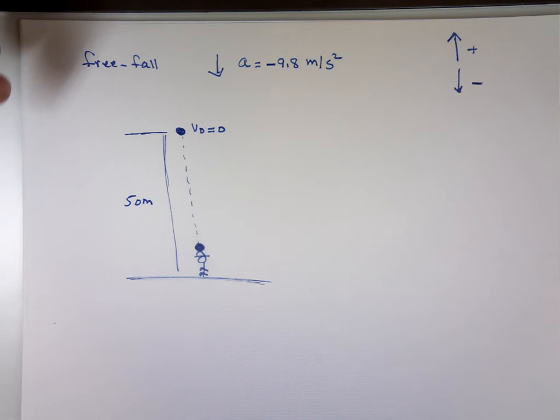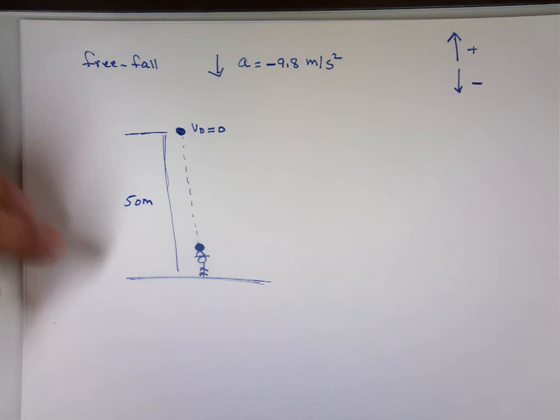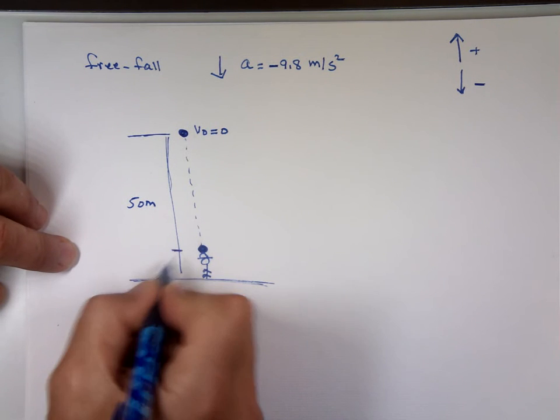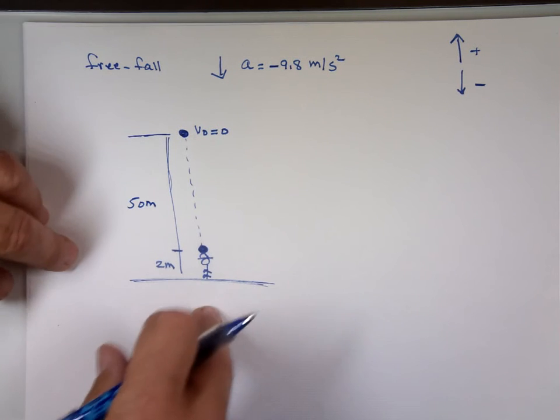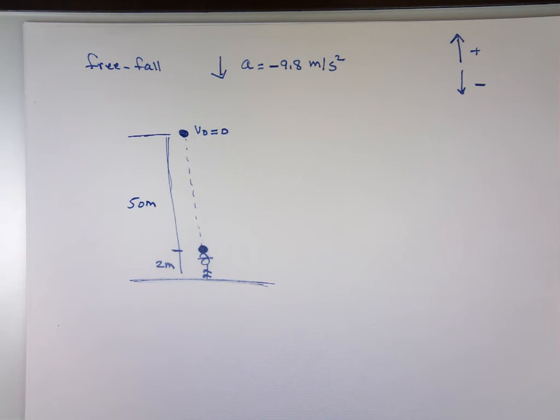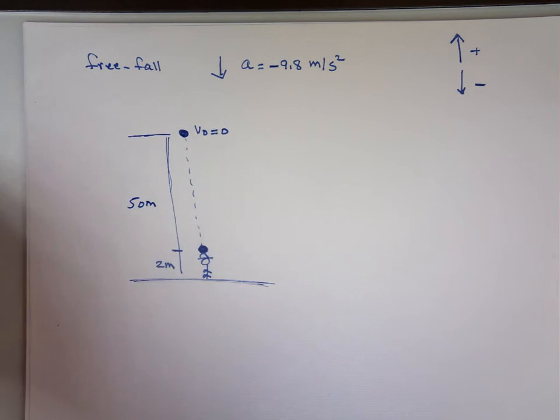And let's say this teacher is 2 meters tall. So the water balloon is not going to hit the ground. It's going to hit the teacher on the head. So it's actually going to travel how many meters, that water balloon? 48. So you can use reference anything you want to. If you use the head of the teacher as reference, right there.